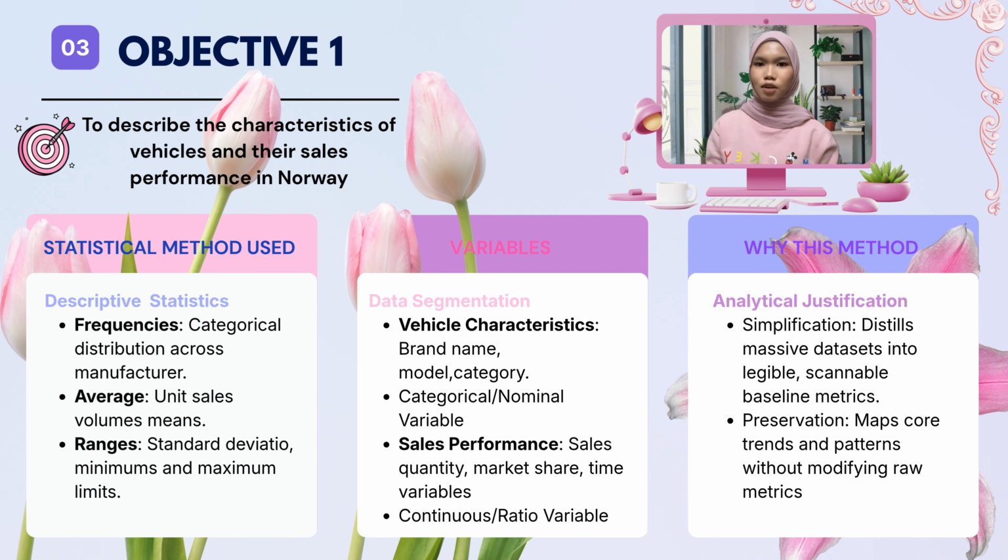For this analysis, our variables are separated into 2 distinct groups. First, we have vehicle characteristics, serving as our categorical or nominal variables, capturing qualitative attributes like the car manufacturer, model, and vehicle category. Second, we track quantitative sales performance metrics using continuous ratio variables, which include the total number of cars sold, market share, and time frames. This method is highly appropriate because it allows us to simplify a large complex automotive dataset into clean, meaningful summaries without altering any of the primary data.